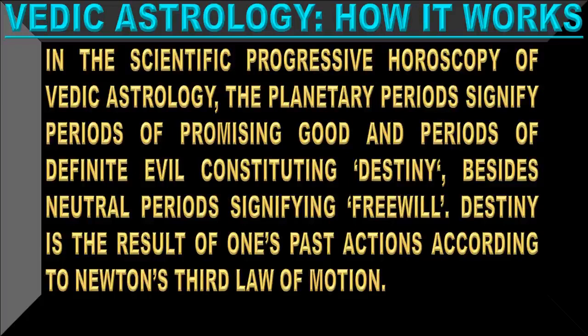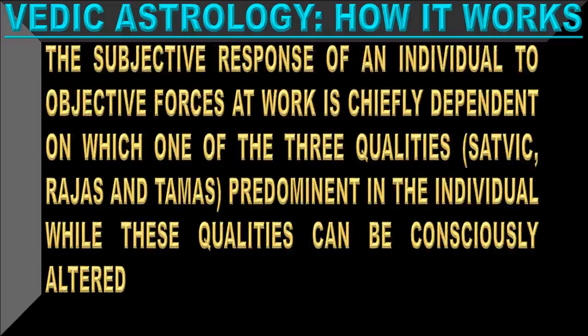In the scientific progressive horoscopy of Vedic astrology, the planetary periods signify periods of promising good and periods of definite evil, constituting destiny, besides neutral periods signifying free will. Destiny is the result of one's past actions according to Newton's third law of motion. The subjective response of an individual to objective forces at work is chiefly dependent on which one of the 3 qualities, sattvic, rajas, and tamas, predominant in the individual, while these qualities can be consciously altered.